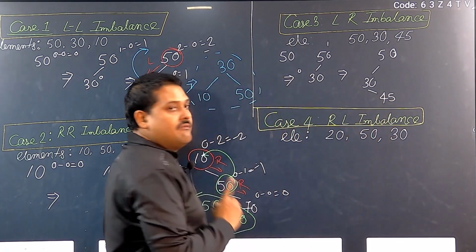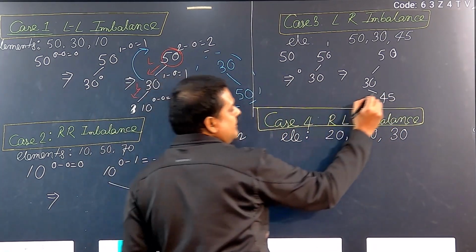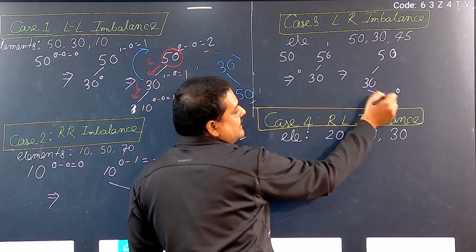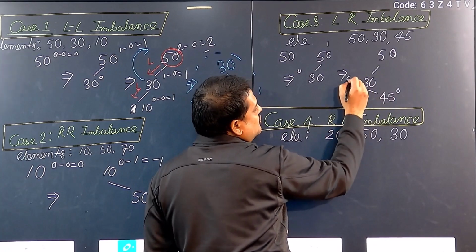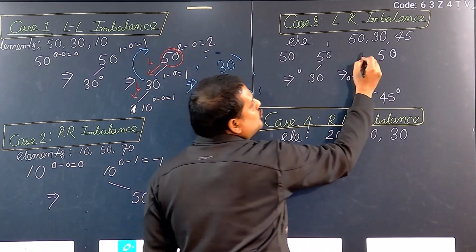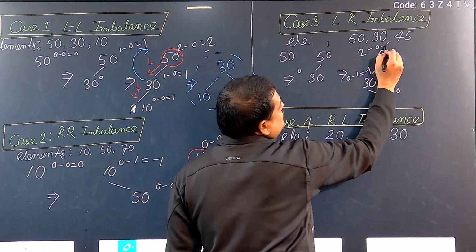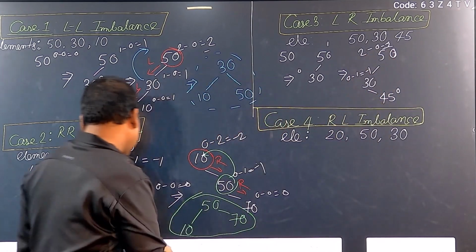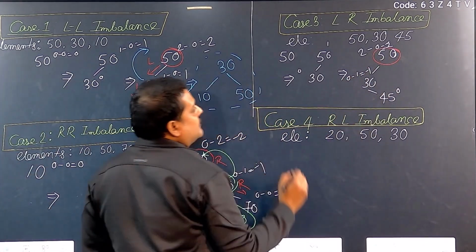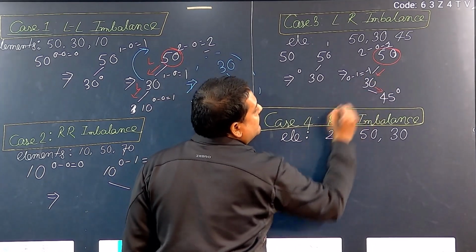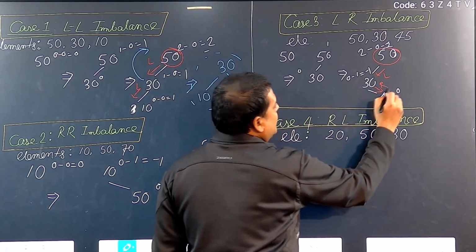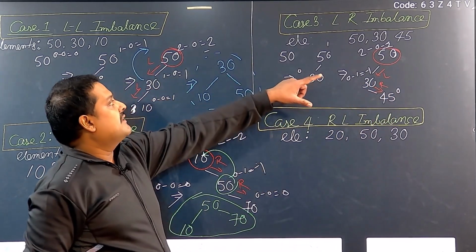Now, what are the balance factor values? Let us calculate. This is 0 minus 0, this is 0, this is 0 minus 1, this is minus 1, and for 50 this is 2 minus 0, this is 2. So, the problem is here. From that place we will move towards the element that we have inserted, and what is the direction? This is the left side and we are going to the right side. That is why it is called left right imbalance.